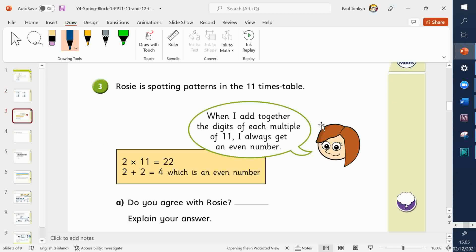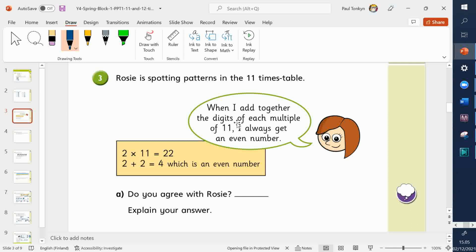Okay. Rosie is spotting patterns in the 11 times table. When I add together the digits of each multiple of 11, I always get an even number. Okay, 2 times 11, 22. 2 plus 2 equals 4, which is an even number. Do you agree with Rosie?